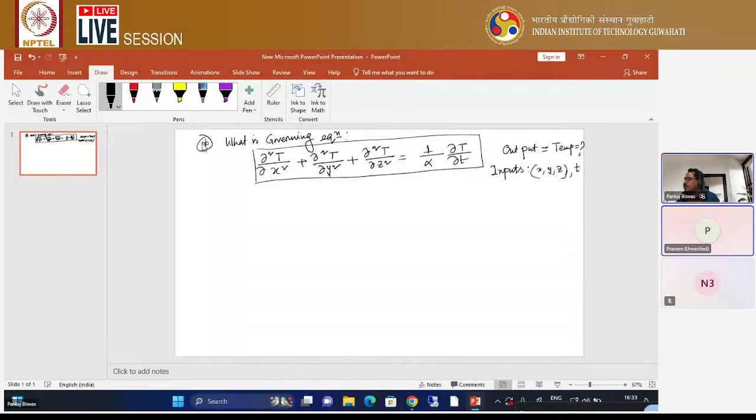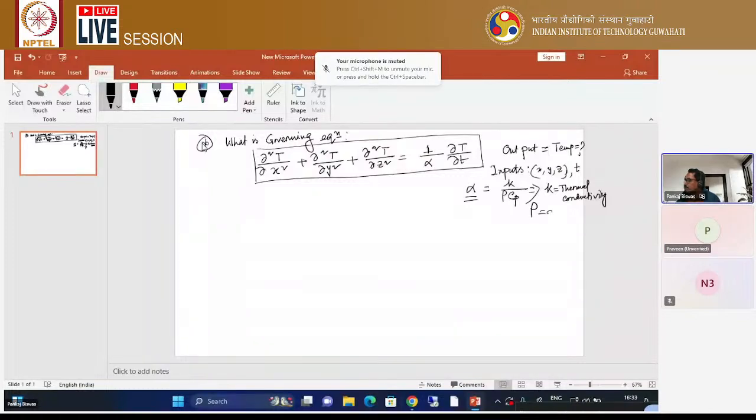Time generally incorporates the velocity of welding. Another thing is alpha, the thermal diffusivity. You know that alpha is K by rho Cp. K is called thermal conductivity, rho is called density, and Cp is called specific heat. You know these things.